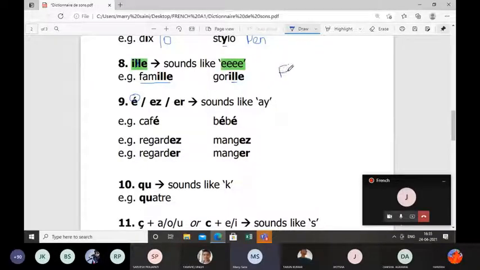For example, one more common word that you are having with the same sound is "fille". Fille means girl. The sound is fille, girl.